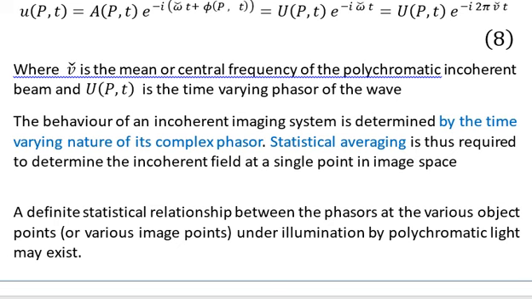The behavior of an incoherent imaging system is determined by the time varying nature of its complex phasor. Statistical averaging is thus required to determine the incoherent field at a single point in the image space. With the coherent system, the instantaneous measurement of amplitude is the same as the average of that field. But in the incoherent system, the instantaneous field measurement is different from the average field. That's why in incoherent systems we always talk about the average measurement, or the statistical averaging, of the field that we are measuring. A definite statistical relationship between the phasors at various object points or various image points under illumination by a polychromatic light source may exist.